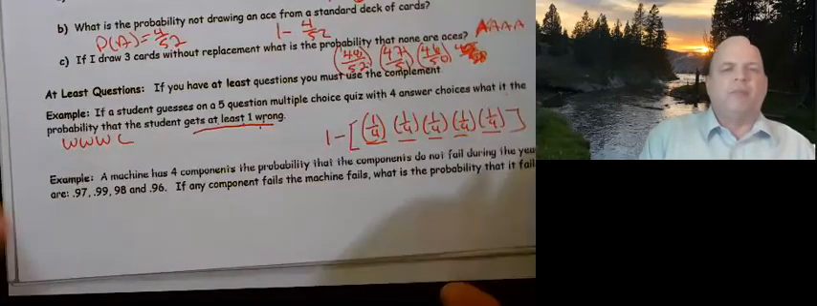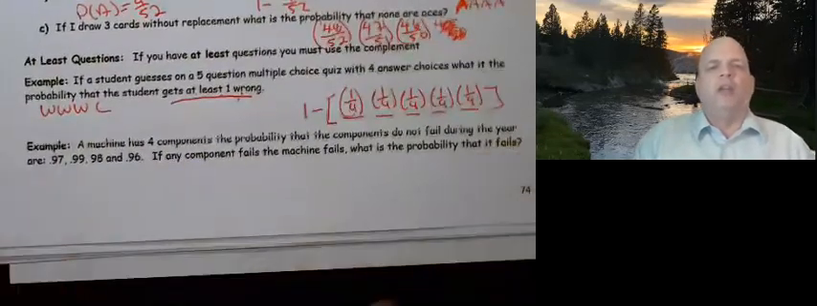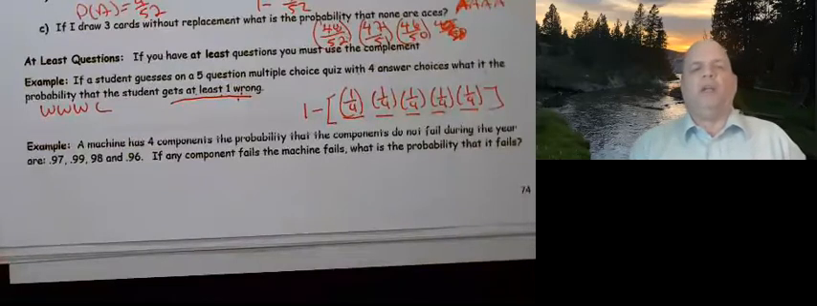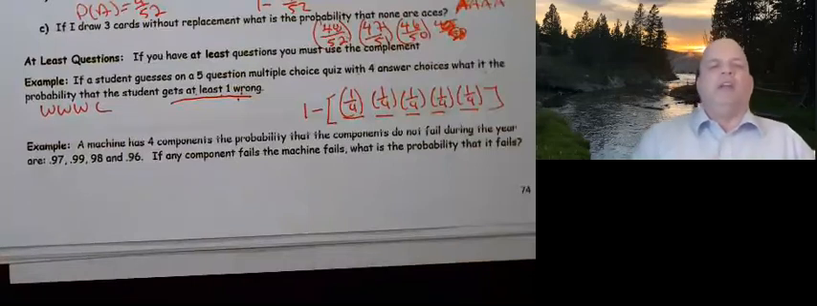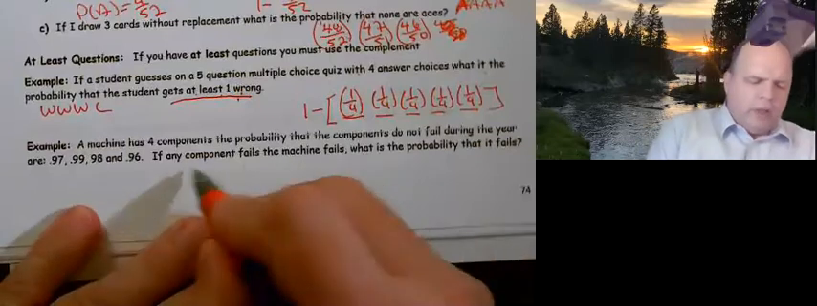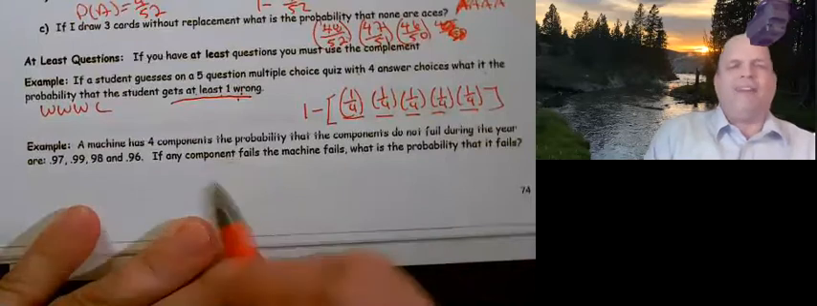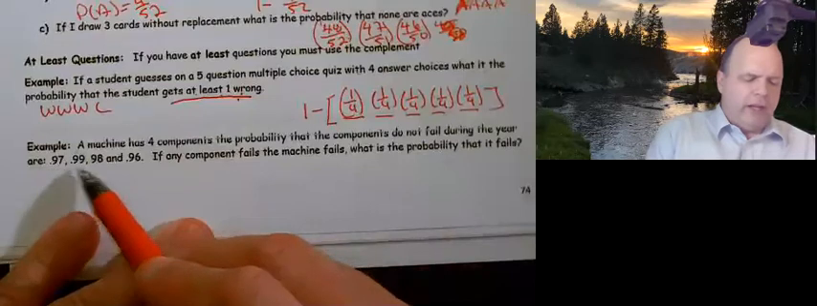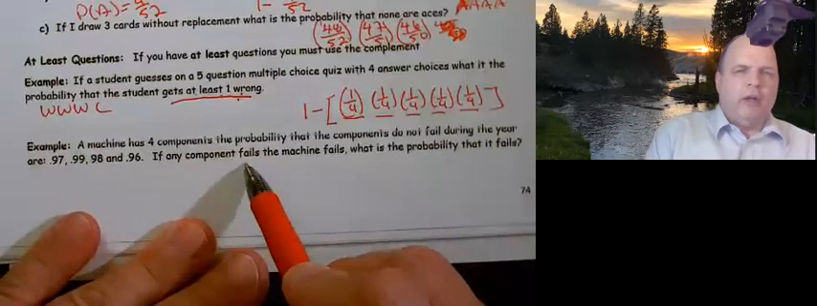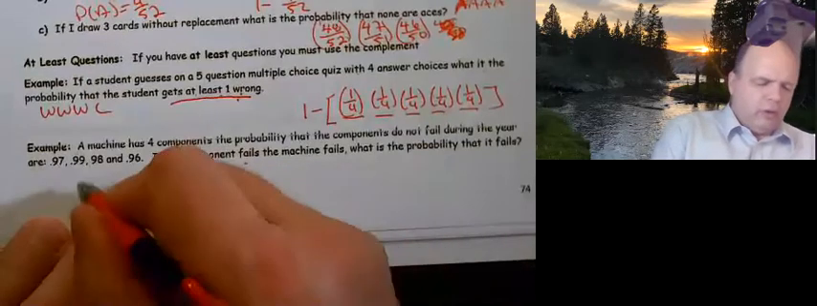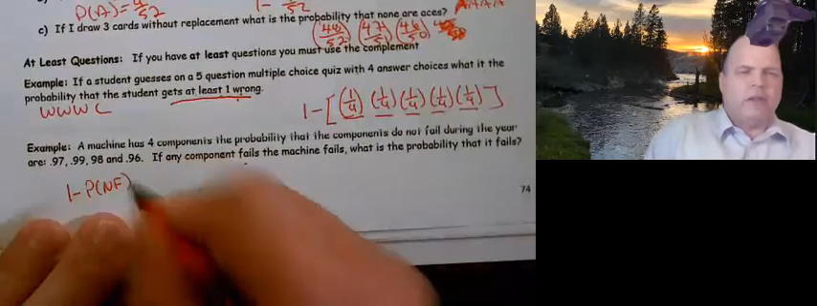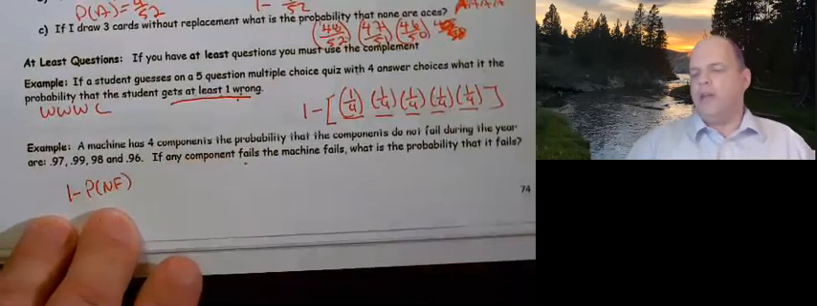All right. And then finally, a machine has 4 components. The probabilities that the components do not fail during the year are 0.97, 0.99, 0.98, and 0.96. If any component fails, the machine fails. What's the probability that it fails? So if any component fails, that means if at least one fails, the machine fails. Well, this is the probability of not failing. So since we're talking about failing, we need to do 1 minus the probability of not failing.